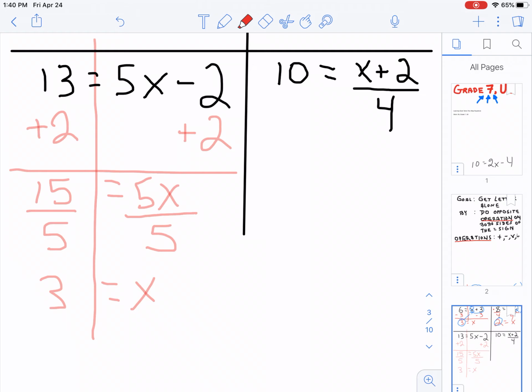And if you want to, you can check to see if you got the right answer by putting x equals 3 into the equation, and you can see 5 times 3 is 15, take away 2 is 13, so the left side equals the right side, so you know you got the right answer. Okay, one last example.